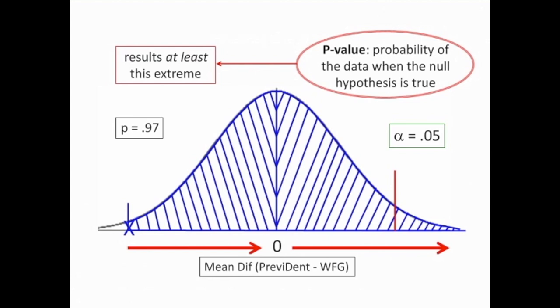The question is, how likely is it to get a mean difference at least as large as this when the null hypothesis is true? And in this case, it is quite likely.